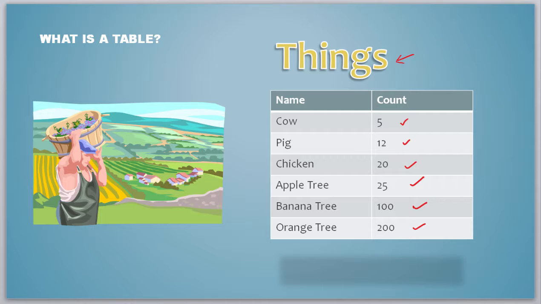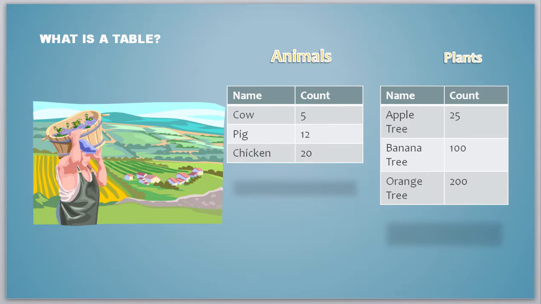Or he can be a little more specific and take 2 pieces of paper and call them like this. Paper 1, he calls animals. Paper 2, he calls plants. And then he lists the animals he has in paper 1 and the plants he has in paper 2.